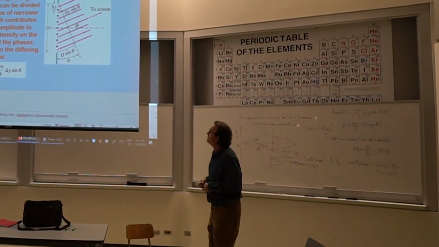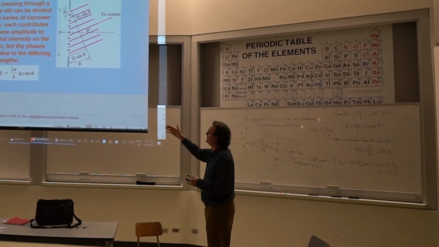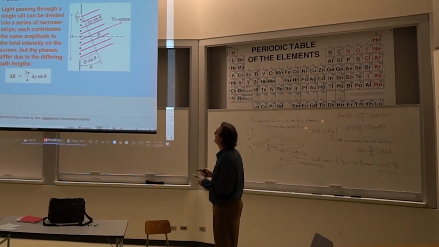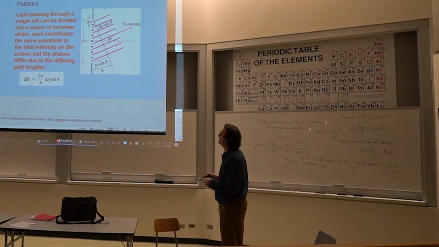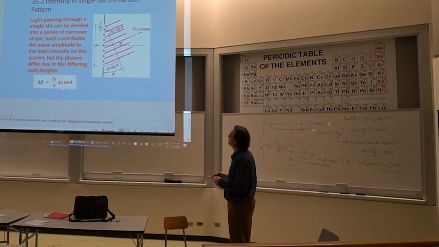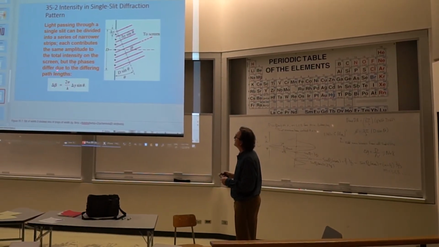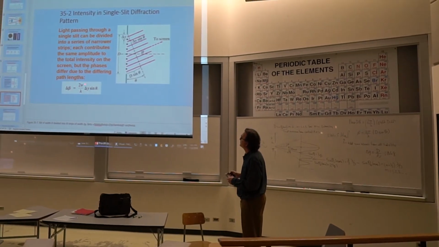Okay, so there's a phase difference, delta beta, between adjacent rays. And that phase difference between those adjacent rays is going to be 2 pi over lambda times the path difference between those adjacent rays.